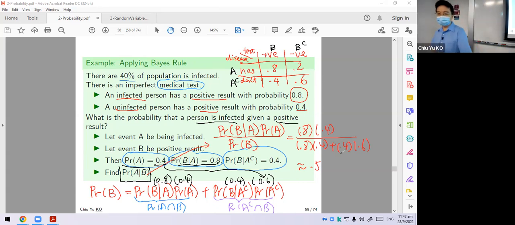I didn't show it here, but you can definitely calculate what happens if the person has a negative result. You can do it at home. Try to do it yourself. What if the result is negative? It will be less than 40%, right? Because you learn it's negative, then it's likely less than 40%.